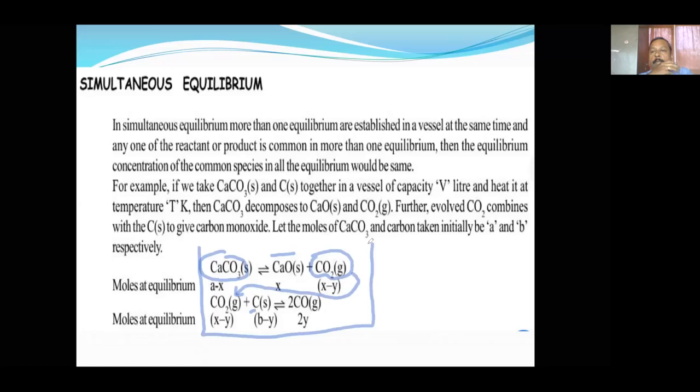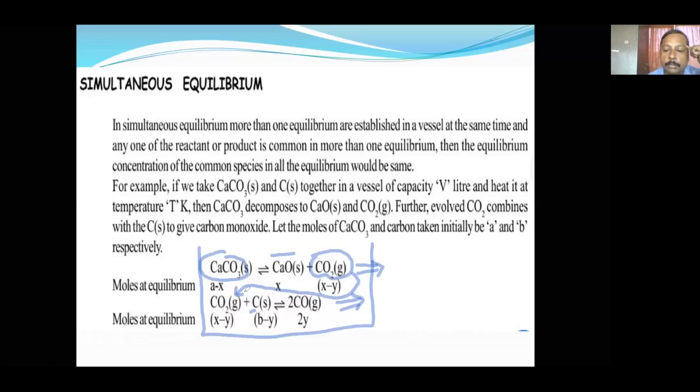Multiple means one will occur after the other. Sequential. First reaction will complete, then the second reaction will take place. By the time the second reaction is taking place, the first reaction won't exist. That is called a multiple equilibrium. But here it is not so. During the second reaction also, the first reaction also takes place. That is called a simultaneous equilibrium. I think it is clear to you what is the difference between simultaneous equilibrium and multiple equilibrium. Multiple equilibrium you can multiply, but here you cannot multiply because all are together.